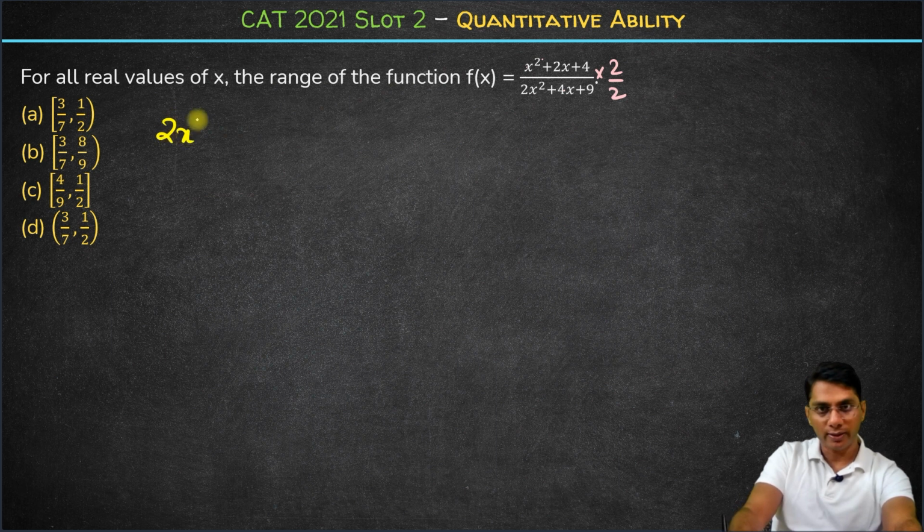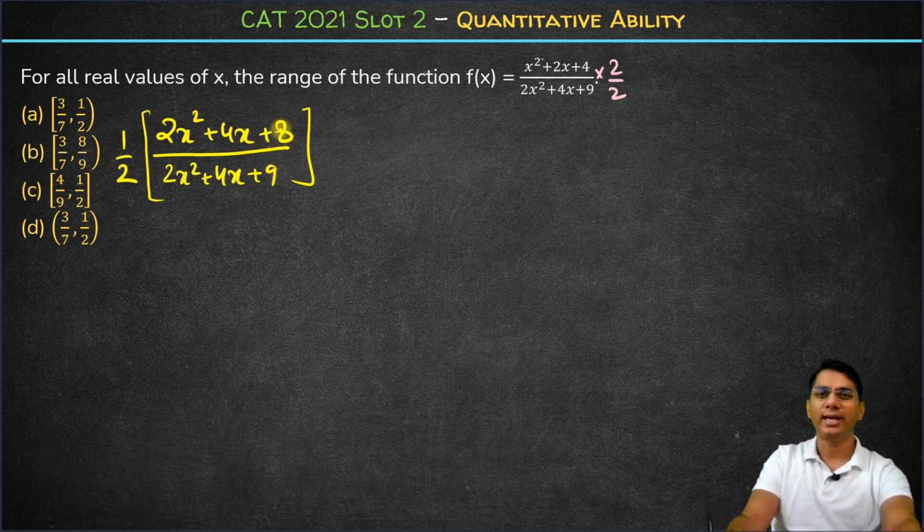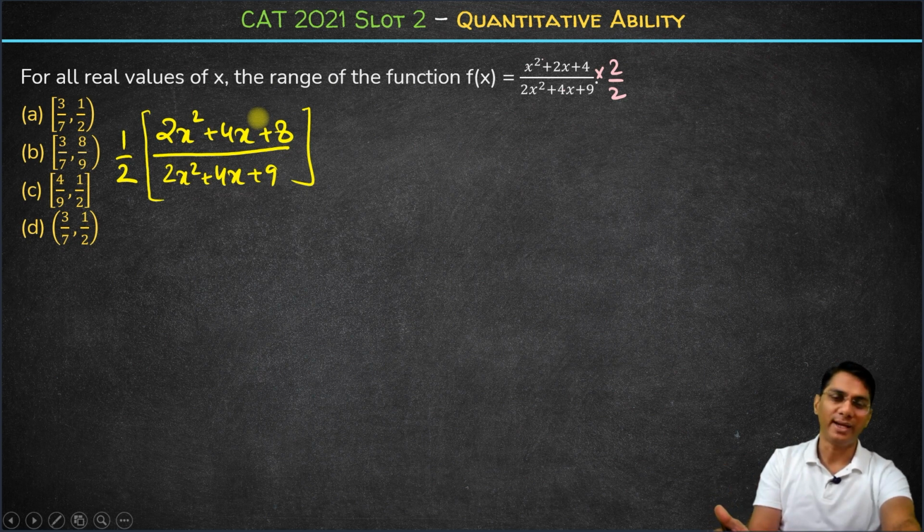So this 2 gets multiplied over here. This becomes 2x square plus 4x plus 8, and let's keep this 1 by 2 separately, upon 2x square plus 4x plus 9. So we have f of x equal to this. Now these two quadratics almost look similar except for 8 and 9. There is an 8 here, there is a 9 here. If it was a 9, the question would have been so simple, right? So let's do one thing. Let's create a 9 here.